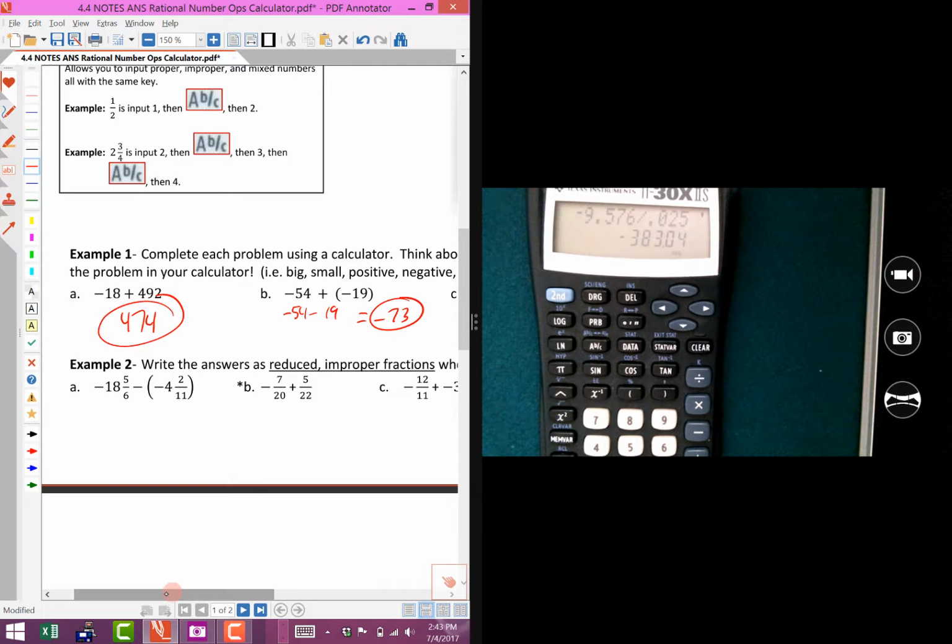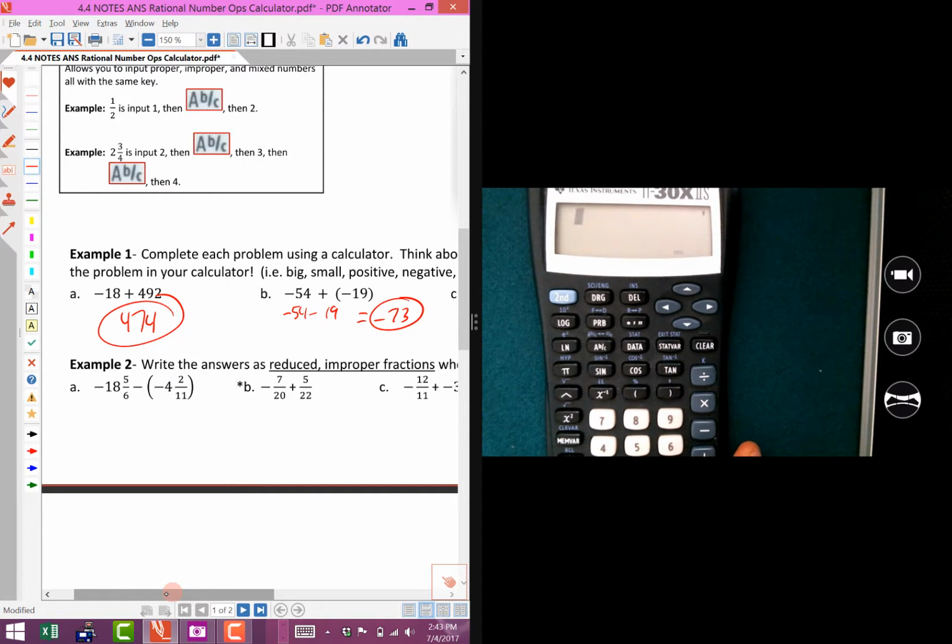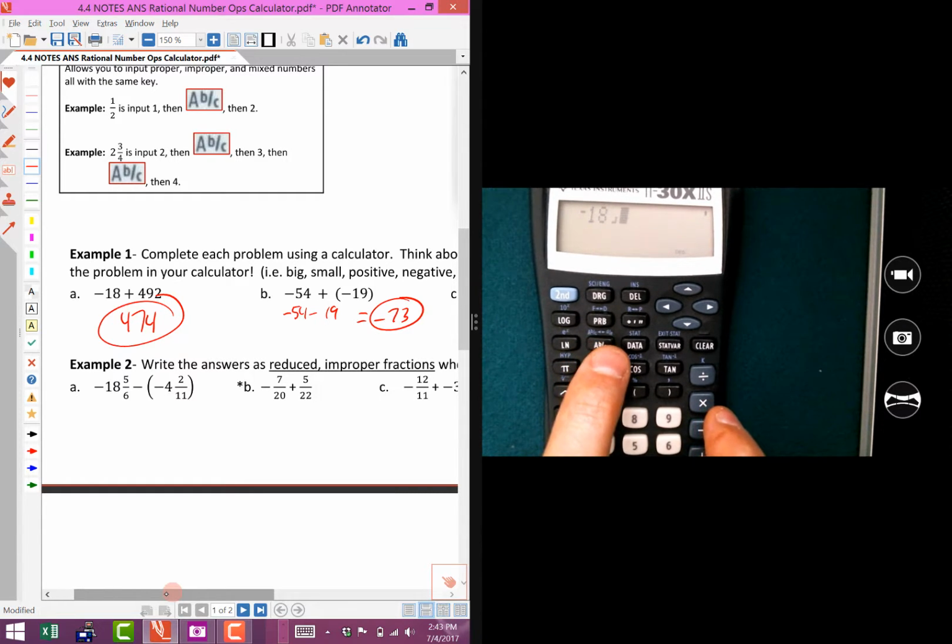All right, let's take a look at some of the fraction problems now. So again, I'm going to clear this off, and we need to type in the fraction negative 18 and 5/6. So I'm going to do negative 18. Here's the fraction input, and then we're going to do 5, fraction input, 6. So there's our negative 18 and 5/6.